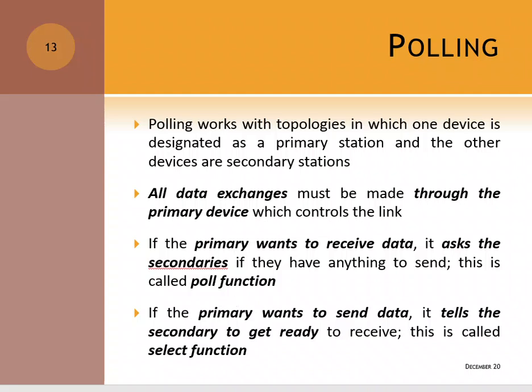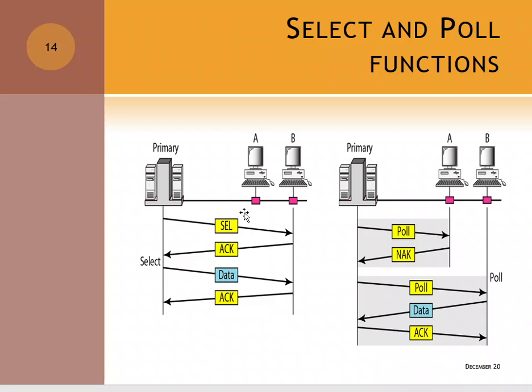Maksudnya dia select. Okay, saya tunjuk figure. Okay, this is the difference between select and poll function. Okay, on your left is select function. Let's say this is primary device and then secondary devices A, B. A dengan B ni secondary device, primary ni katalah hub. Okay, so let's say hub wants to send data kepada B. Okay, the primary wants to send data to secondary B.